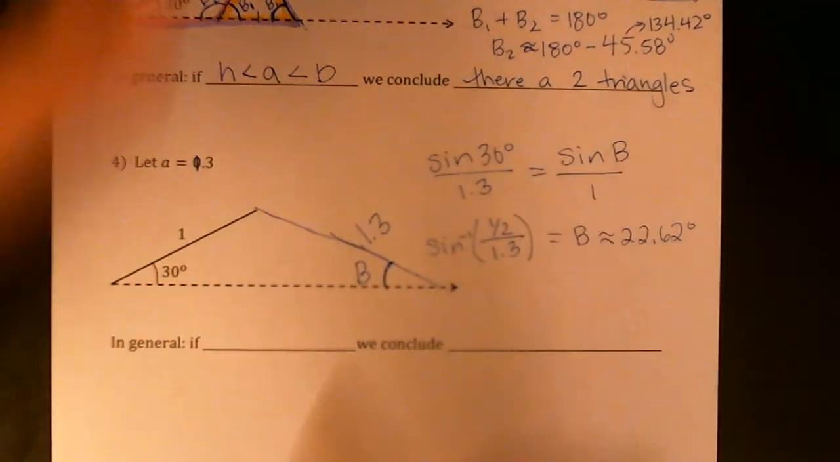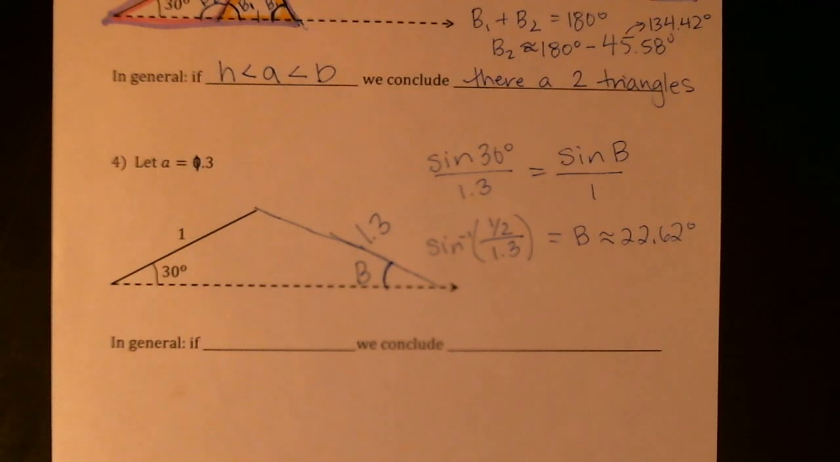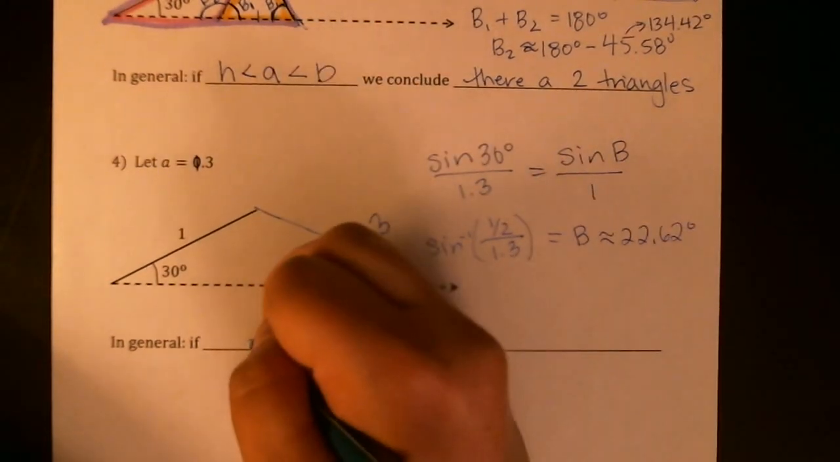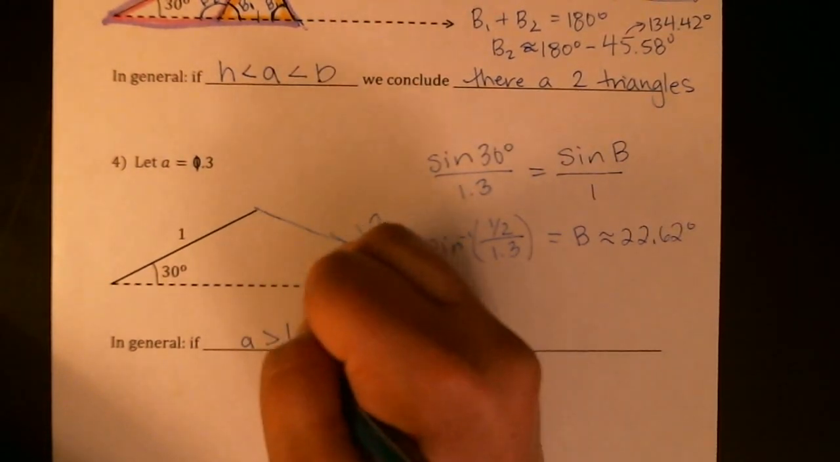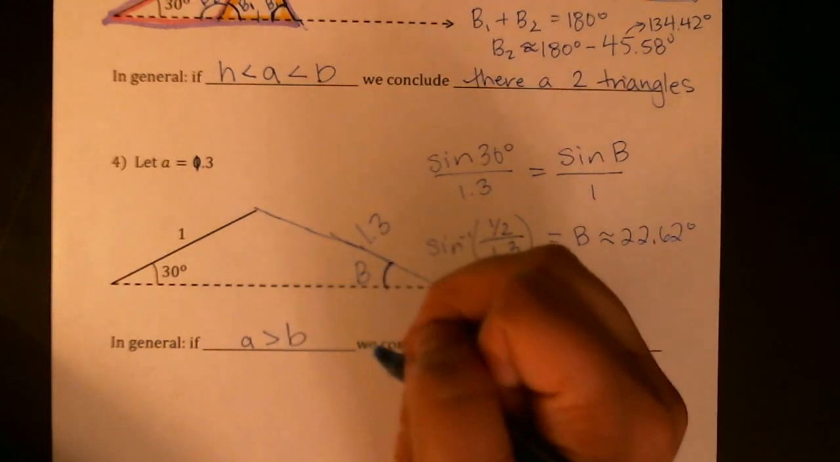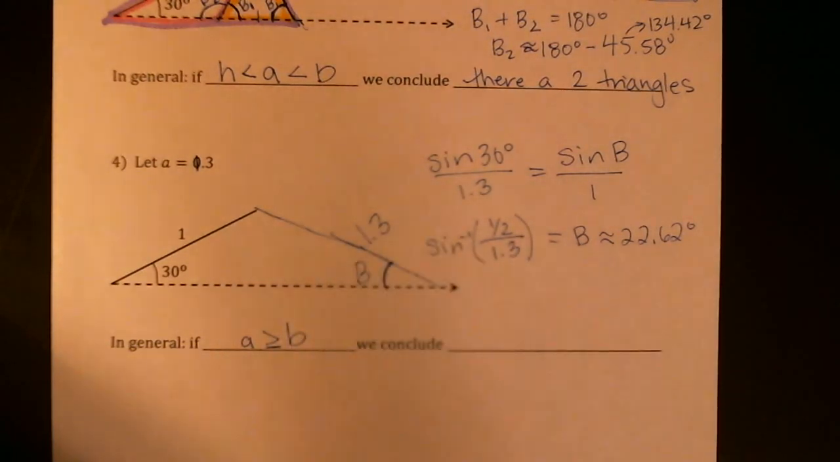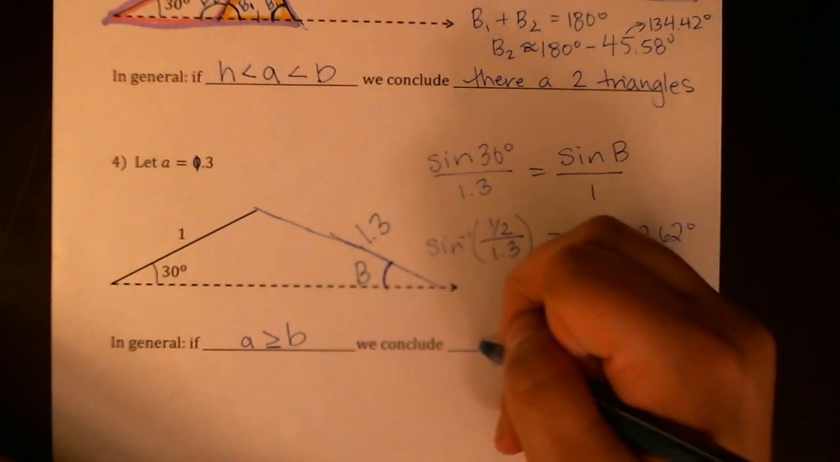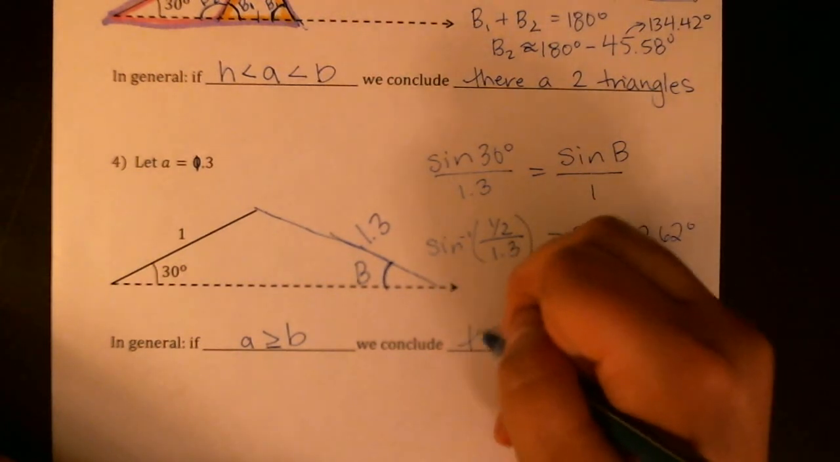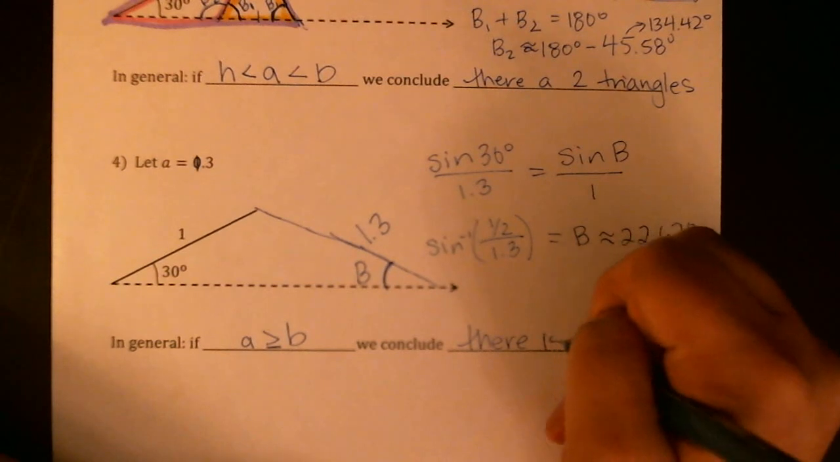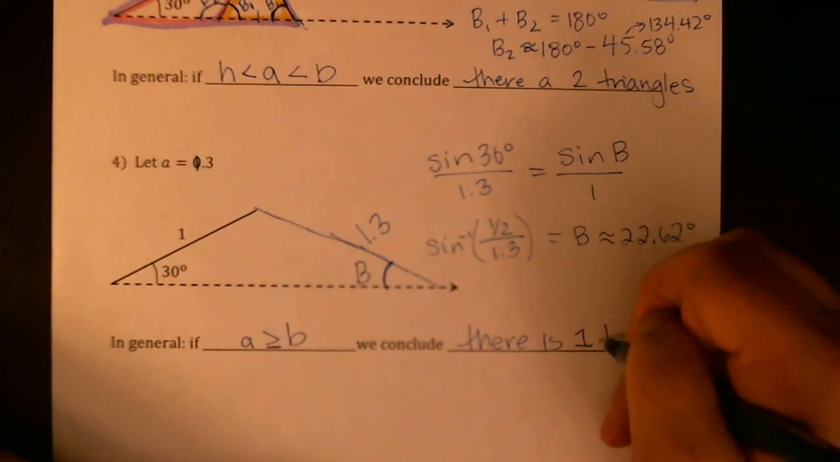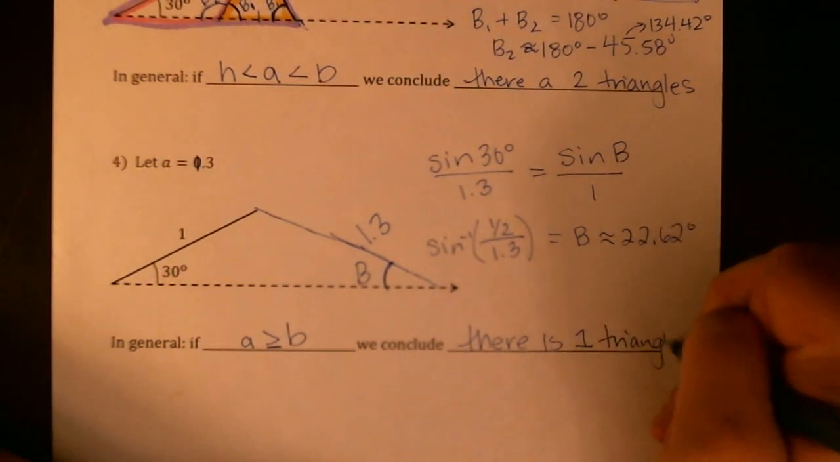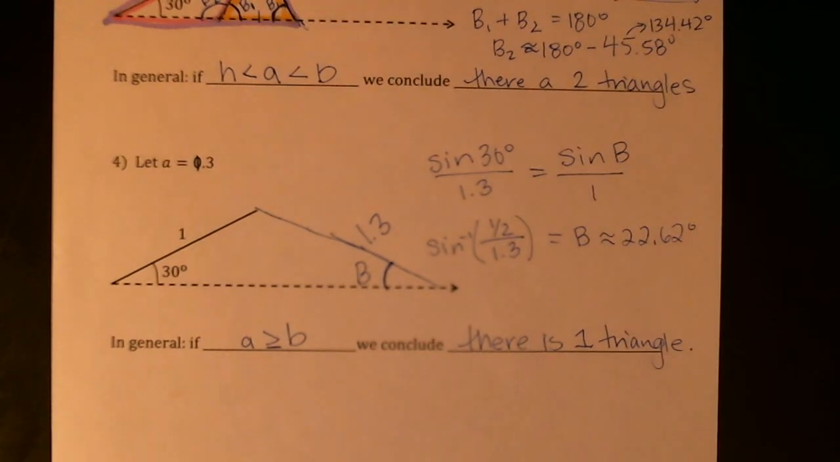So if the opposite side is longer than that adjacent side, so side A is bigger than side B, or even equal to, we conclude nothing too exciting. This is one triangle again. There is one triangle. Okay, so those are the four possibilities. Two of them mean one triangle, but one of them is two possible triangles and one of them is no triangle.